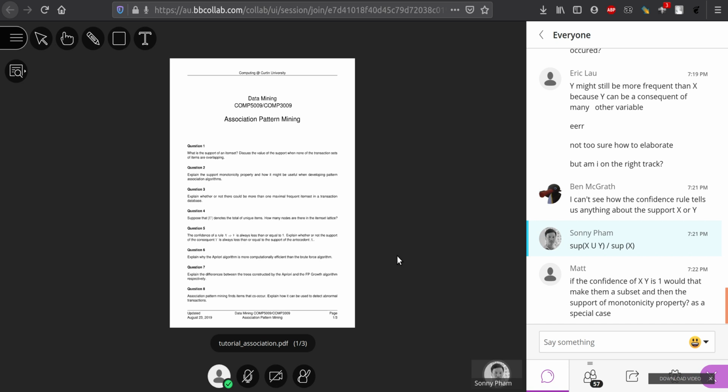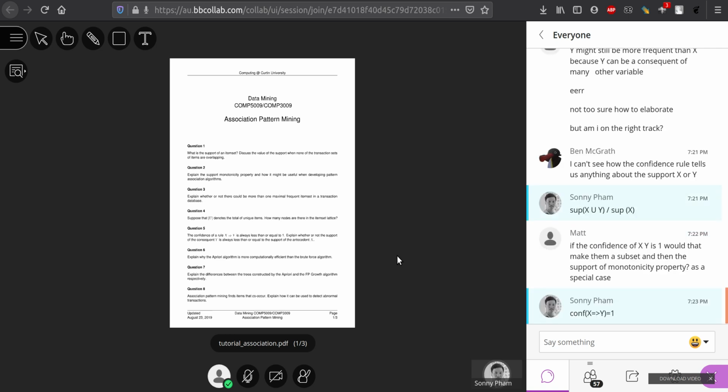Okay, so the confidence of x and y is 1, right? Would that make them a subset, and then the support must be? All right, so what about the case when the confidence is 1? That's a very special case. If the confidence of the rule x to y is equal to 1, what can we conclude about this, everybody?